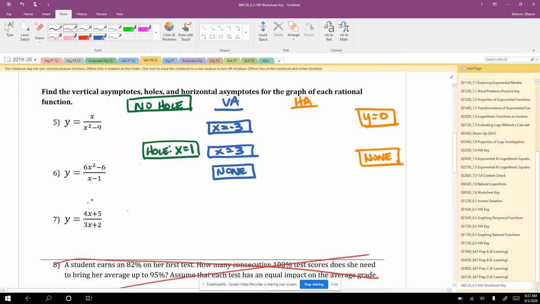I'm going to write a note here. This is not factorable. You don't have to write that, but I'm letting you know it's not factorable, so I can't do anything with it. Then I always want to find the hole first. A hole occurs when there's a common factor in the numerator and denominator. Since there are no common factors, there are no holes. So I'm going to say no common factors in top and bottom, which means no holes.